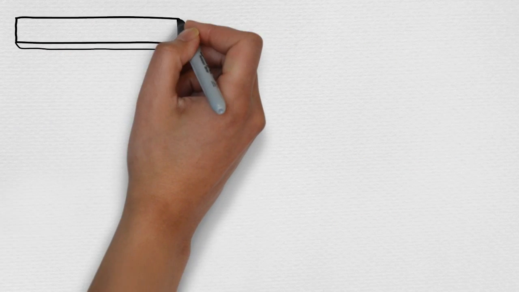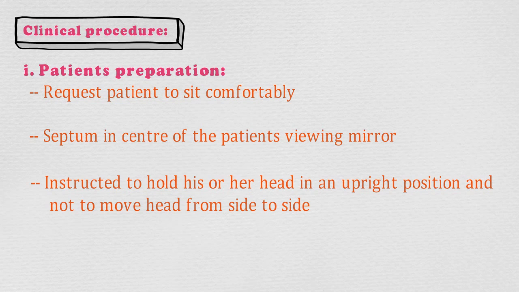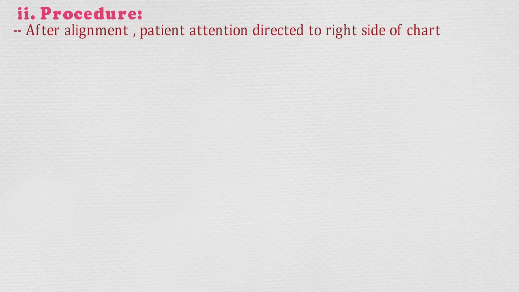Now let's study the clinical procedure of the Turville infinity test. 1. Patient preparation. Request the patient to sit comfortably, with the septum in the center of the patient's viewing mirror. The patient is instructed to hold his or her head in an upright position and not to move the head from side to side. 2. Procedure. After alignment, the patient's attention is directed to the right side of the chart.